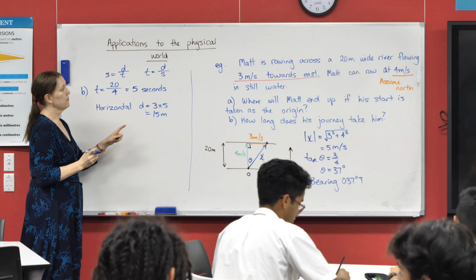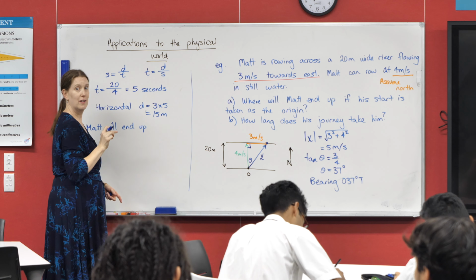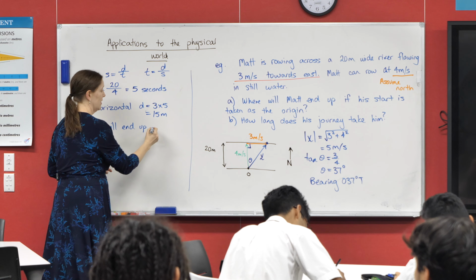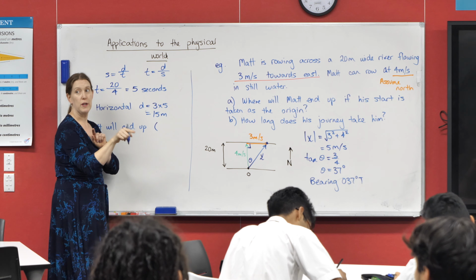Where will Matt end up if his start is taken at the origin? Where will he end up? You can give it to me as a coordinate. I'm happy with that. Which direction's which?